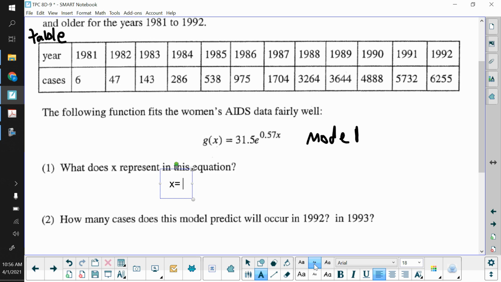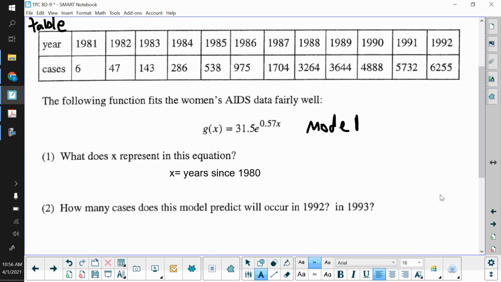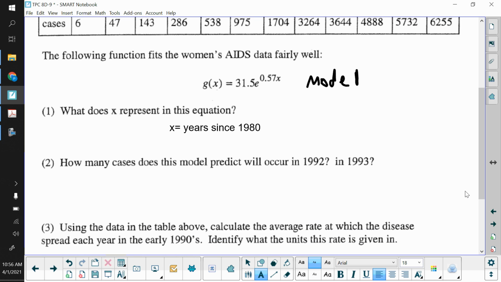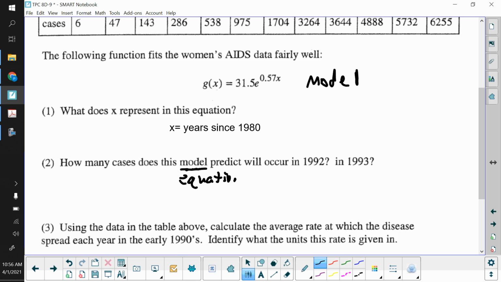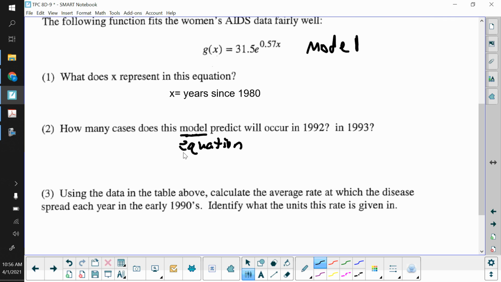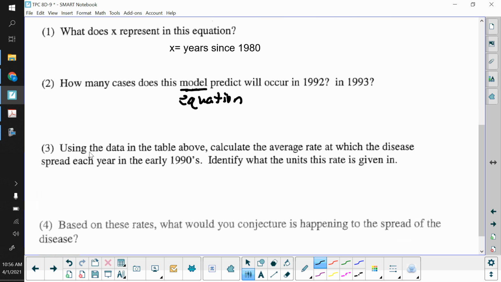X equals years since 1980. And you might notice it doesn't match great in the beginning, but eventually towards the middle it matches pretty well. So in 2, you'll be finding how many cases the model predicts. Remember, model, that means you should be using the equation. In 3, use the data in the table. So you should be using the table in question 3.